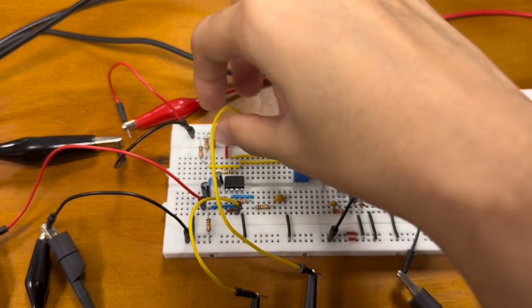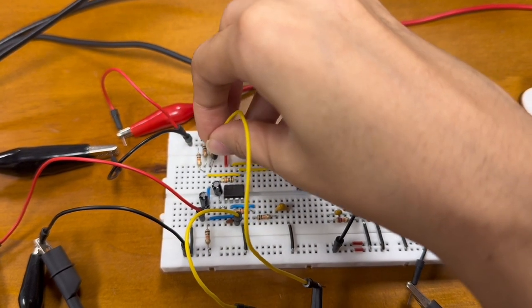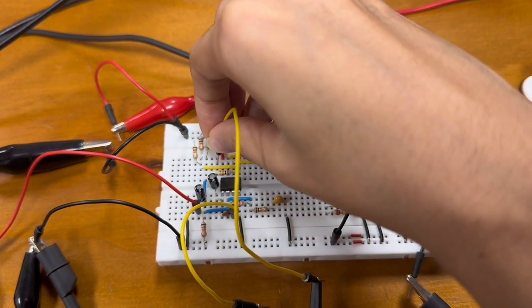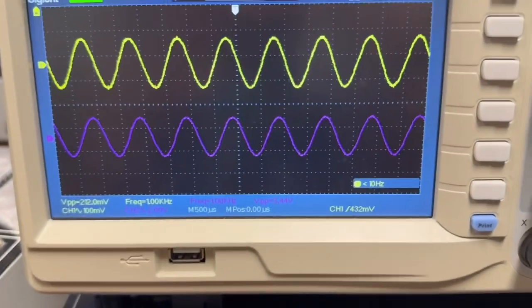Pin TP1 to channel 1, and by placing the probe of channel 2 at TP2, we can get an output voltage of 3.4 volts.